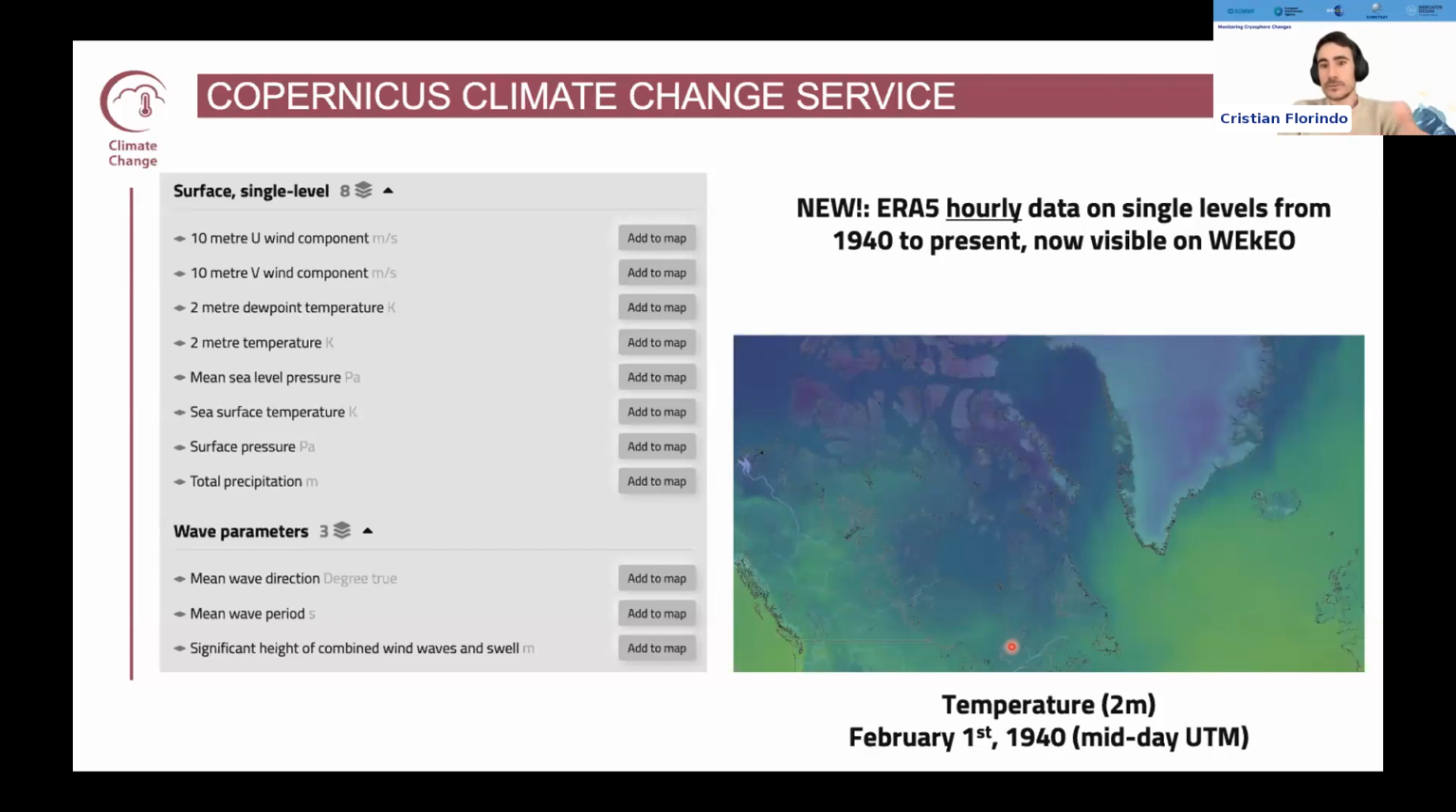And just to point out, this is quite a recent advancement of WEkEO. We're talking about data that spans since 1940. This example is from February 1st, 1940, and this is hourly data since that year. So that's a vast amount of data that is now directly viewable on WEkEO for all of these different variables, which in my opinion is quite a big advancement, and it's quite useful to have on the platform.